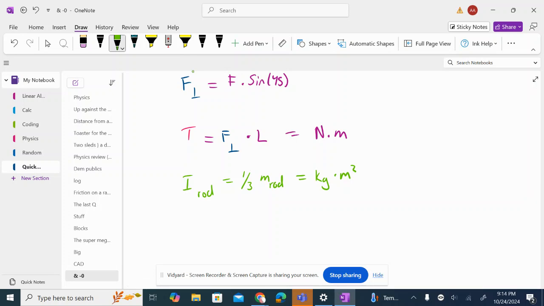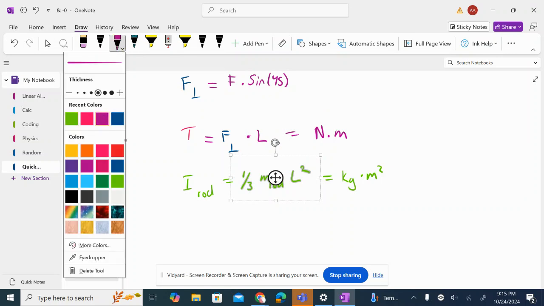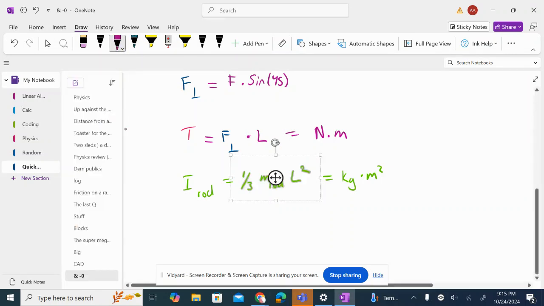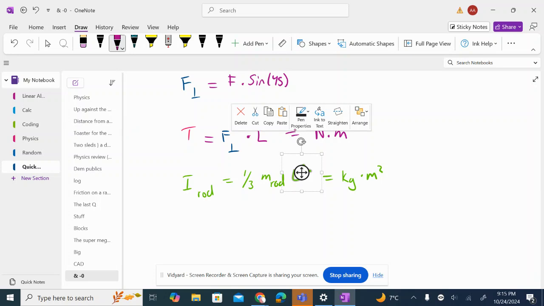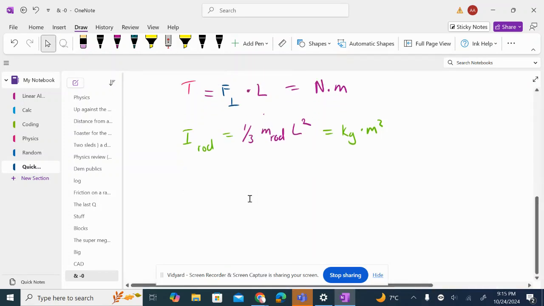Oh, I forgot, I messed up this equation, guys. Careful, you will get the wrong value. You also have to have an L squared in here. I'm going to change the color so that we know that we're plugging in numbers that we already have. Anything in purple means that we already have the values for that.